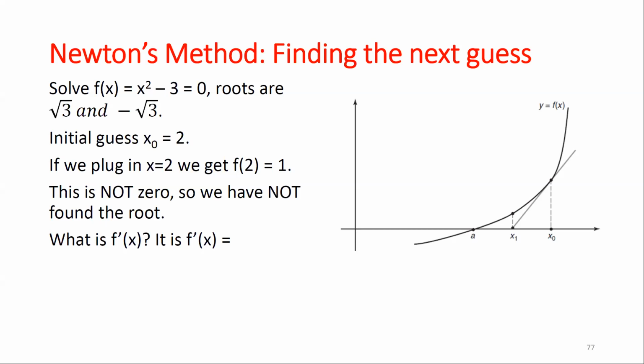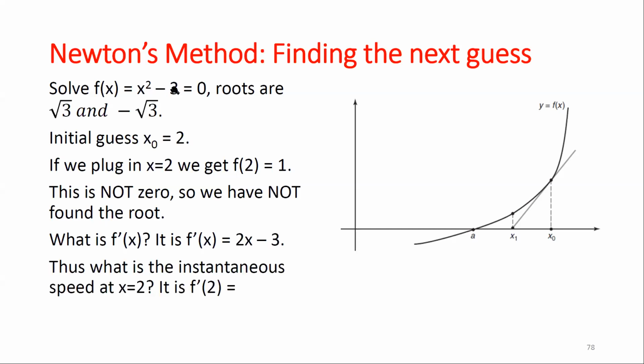2x. And the constant term goes away, and so we just, oops, there should not be a minus 3 there. That is a typo. We'll have to fix that. There should not be a minus 3. The derivative, f prime of x, is just 2x. And so what is the instantaneous speed at x equals 2?